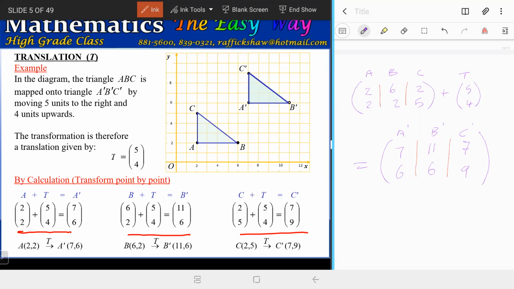So we can do it that way, right? Instead of doing three separate calculations, we do one calculation with all of them in it. And I know that my A prime is still (7, 6), my B prime is still (11, 6), and my C prime is still (7, 9). So this is a quick way of putting all of them in one column matrix. It's just convenient to do it that way.